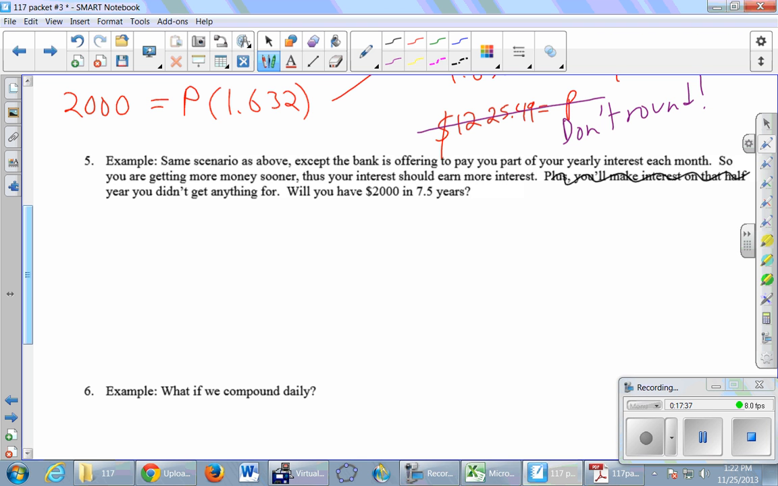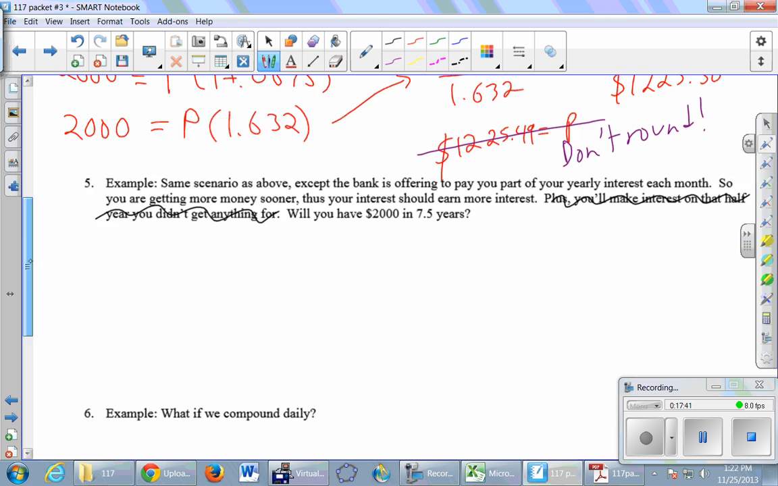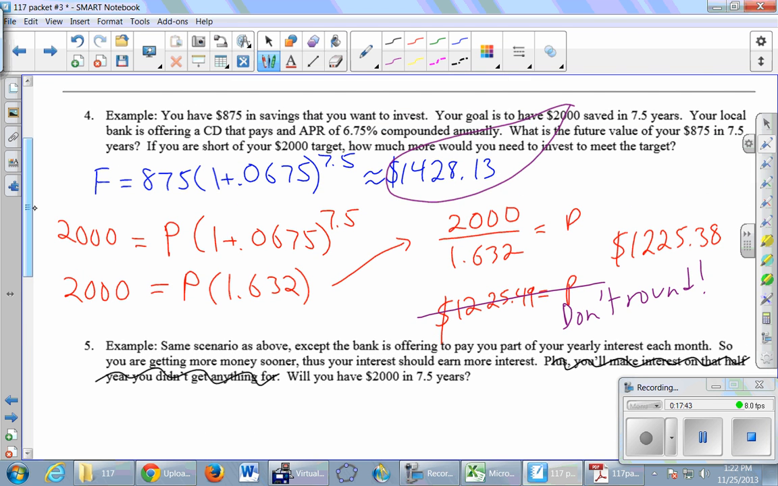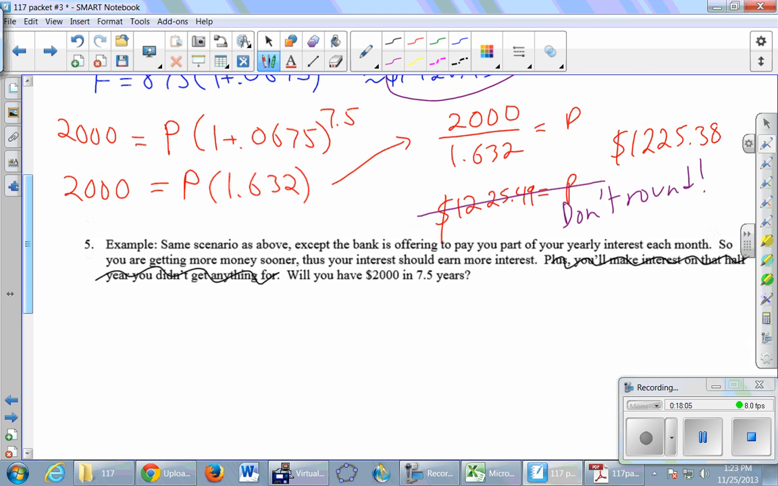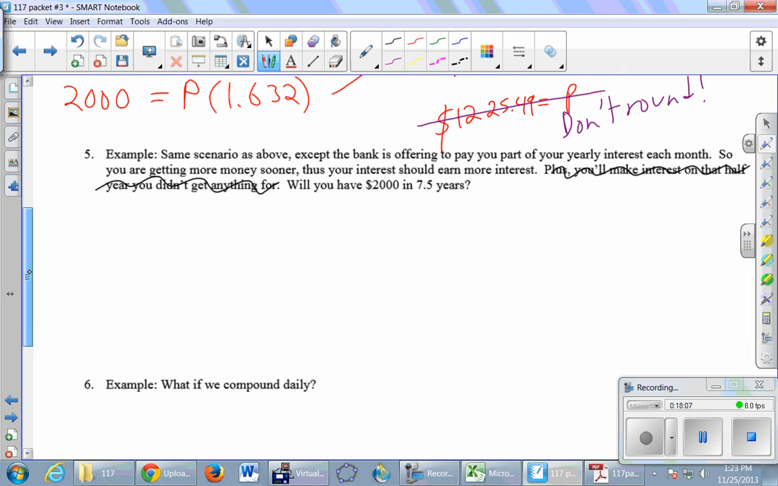Okay, first I'm going to cross off the sentence about the half year. Your book does something that I'm not a fan of. It talks about, like in this CD business, that if you invest for 7.5 years and it's an annual thing, then you're only going to get credit for 7 years. And I don't know of any place that works like that. And if you need to take your money out in 7.5 years, then you certainly wouldn't put it into something that cut you off at 7 years and didn't let you gain any interest in the last half a year. So I'm crossing that off because we ignored that in the previous problem.